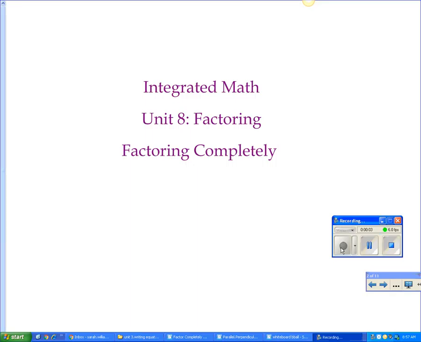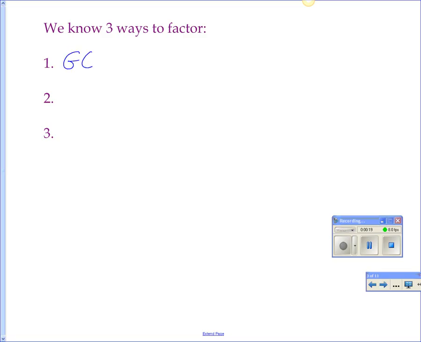Okay, so today we're gonna do factoring completely, where you put a bunch of factoring stuff together. So it's nothing new, but it's like putting things together, like adding some stuff. Okay, so we know 3 ways to factor. The first way we learned was GCF. What does GCF stand for? Good, greatest common factor.